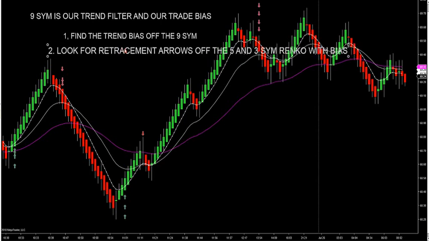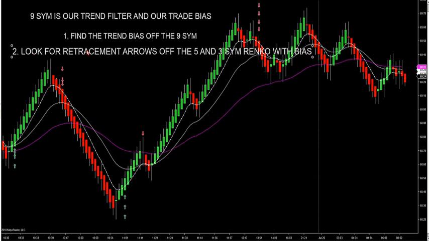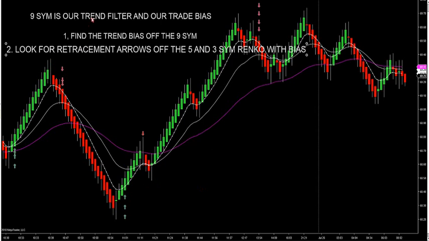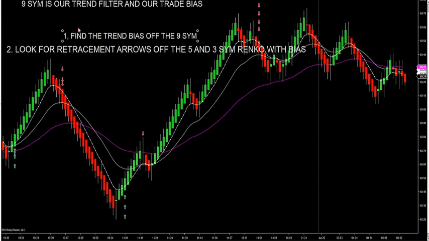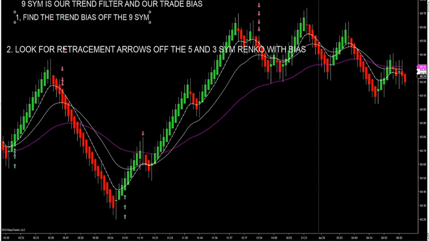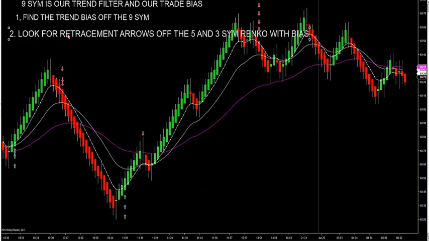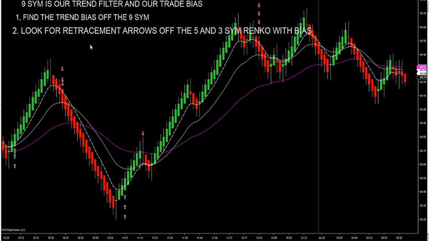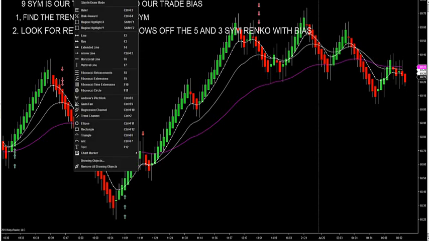So that's what we want to do. We want a 9 SIM as our trend filter. Find the trend bias off the 9 SIM. Look for retracement arrows off the 5 and 3 SIM Renko with bias. All right, so how do we do it?